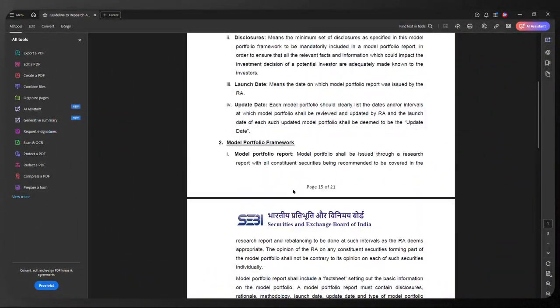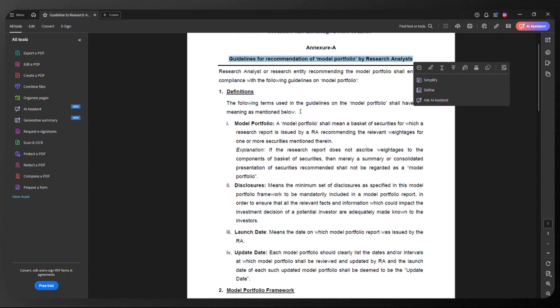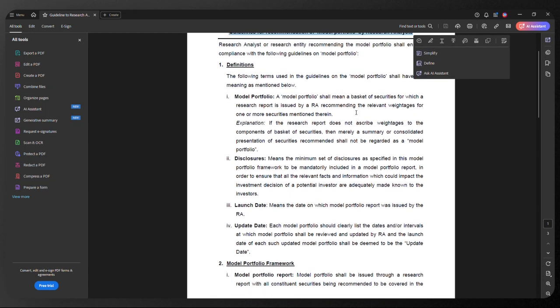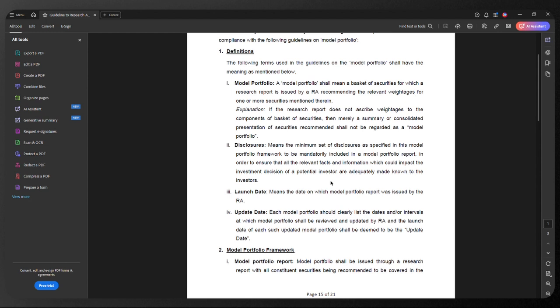So this is the document of 8th January circular. This is the part of 8th January circular, Annexure A. There are guidelines which are mentioned in the model portfolio for research analyst. So if I talk about one by one quickly, model portfolio already defined, that means a basket of securities with relevant weightage. So weightage has to be there with the securities, right? Only then it is a model portfolio.